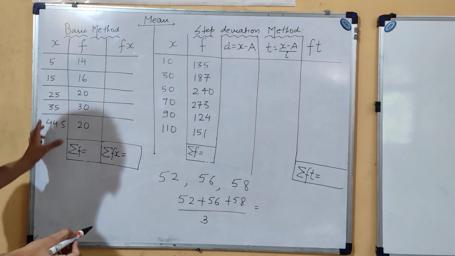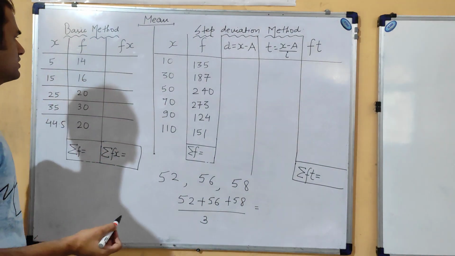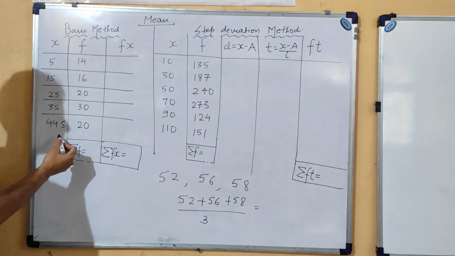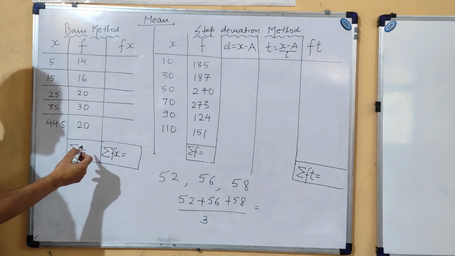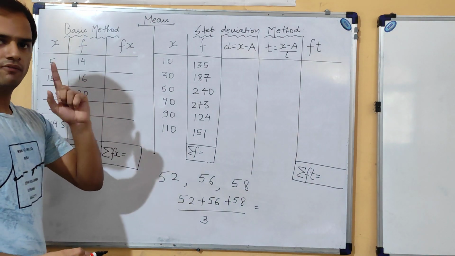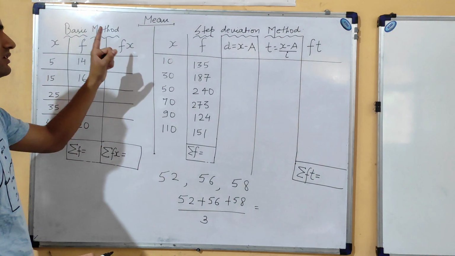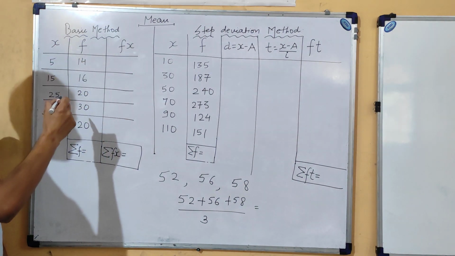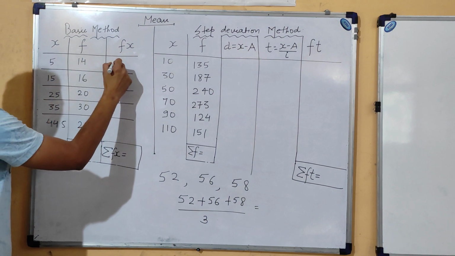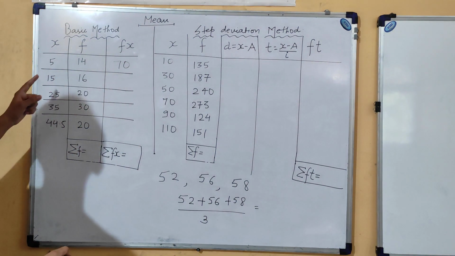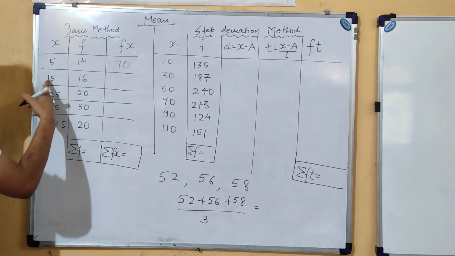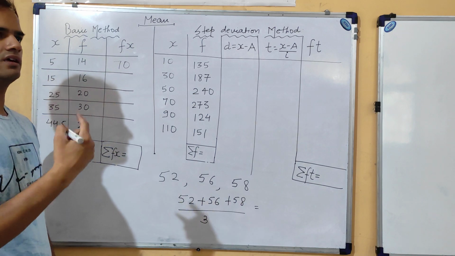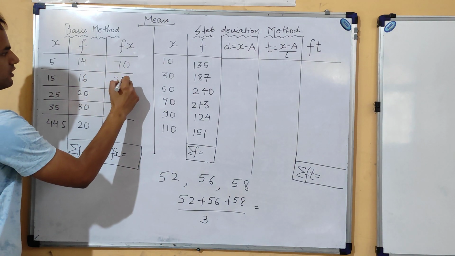If a frequency table is given, how to calculate mean? I've written the variables over here, and this is the frequency. You have to prepare one more column, fx. What is fx? F into x, that means frequency multiplied by variable. So 14 into 5 gives you 70. In the same way, 16 into 15: 16 into 10 is 160 and 16 into 5 is 80, so you add 160 and 80 and get 240.